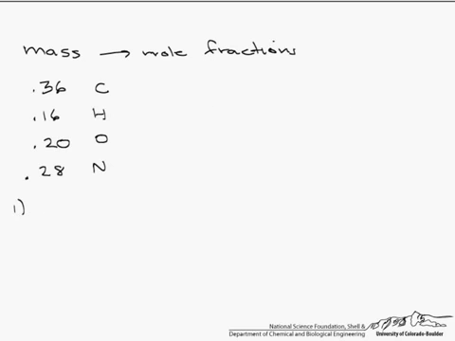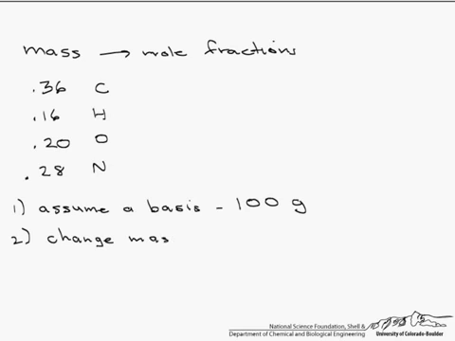So the first thing you do is you assume a basis. Now, since these are mass fractions, you're going to want to assume your basis in mass. You can choose whatever you want, but it often makes sense to choose a number like 100, because what that means now is you have 36 grams of carbon, 16 grams of hydrogen, 20 grams of oxygen, and 28 grams of nitrogen. The next thing you're going to want to do is change your mass to moles.